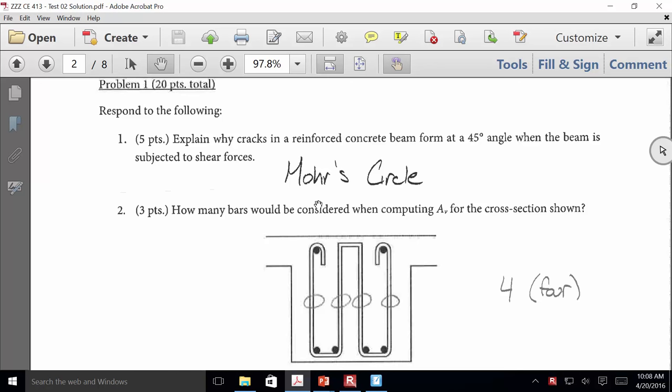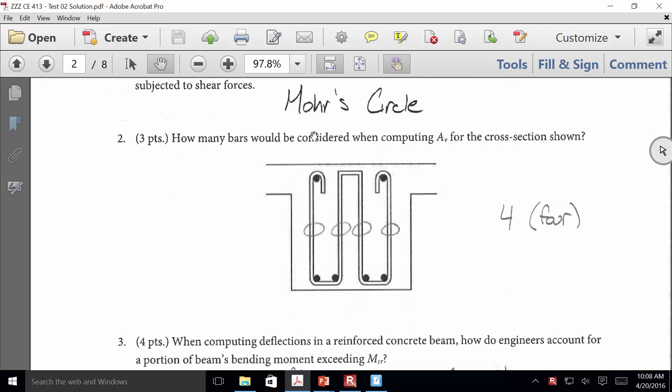This one baffled me. How many bars would be considered when computing Av for the cross section? I mean, a lot of people, like I got five. Most people who got it wrong put two. No, it's four. Four bars cross a crack.